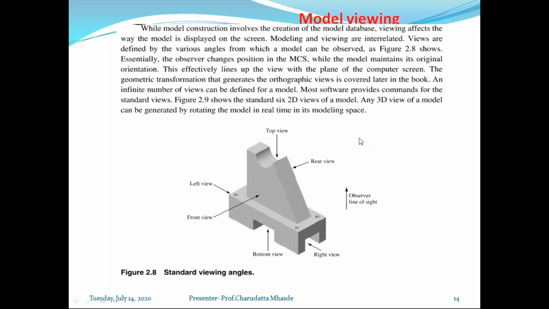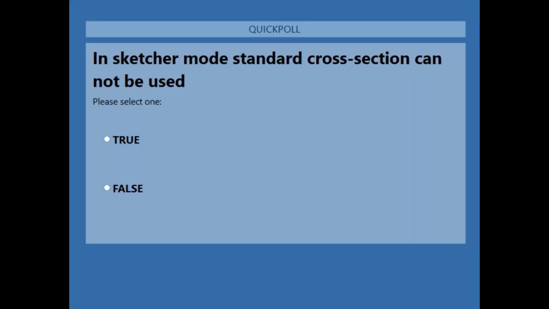One more question for whatever discussion has happened till now. Professor Patil, can you just create that question for us, on your screen? So the question is, in the sketcher mode, standard cross section. Read the question properly and give the answer. Can you create the question for me?